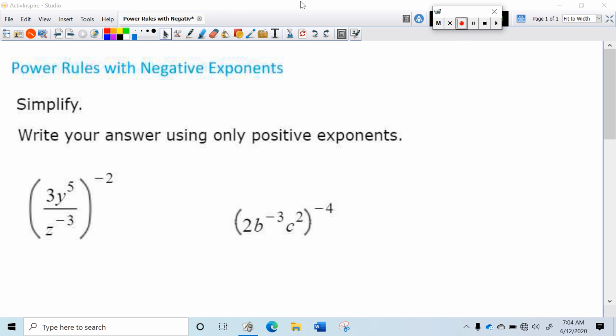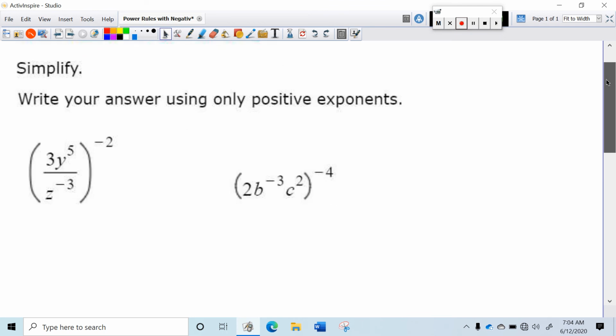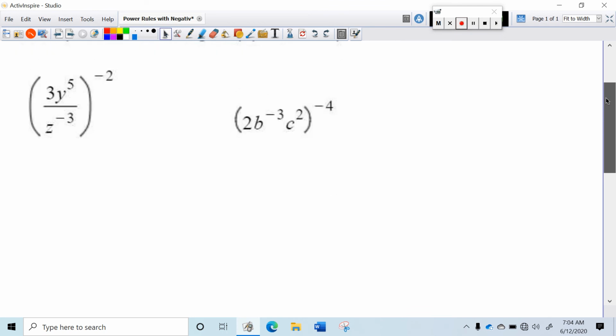We're going to simplify and write your answer with only positive exponents. So the first thing you want to notice is there are parentheses. So we're going to work inside the parentheses first. And the next thing I notice is there are negative exponents inside the parentheses. Whenever that happens, you want a fraction.